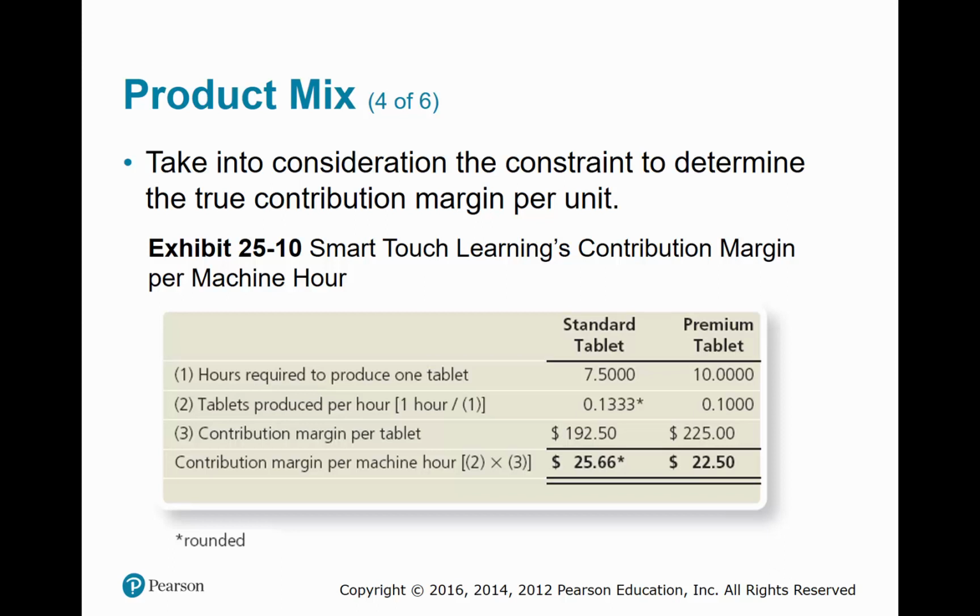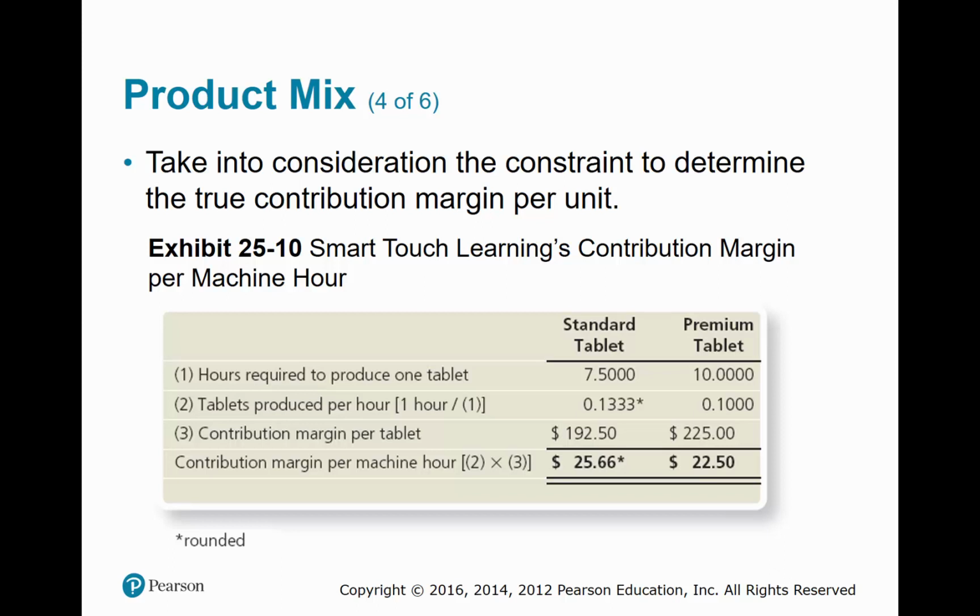Sometimes you have to consider some other things, though, like if it takes 7.5 hours to make a standard tablet and 10 hours to make a premium tablet, you could figure out tablets produced per hour, or actually not tablets produced per hour, but that's confusing. Anyway, if we take our contribution margin per tablet and we multiply that by their rate they've made here, which I think is confusing, you find out that actually per hour of machine time or direct labor hour, the standard tablet actually makes more.